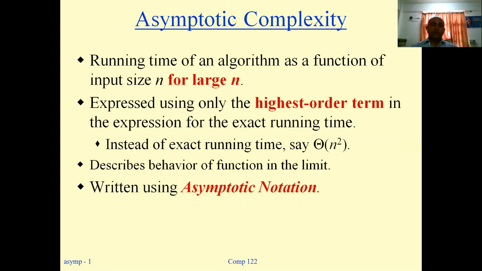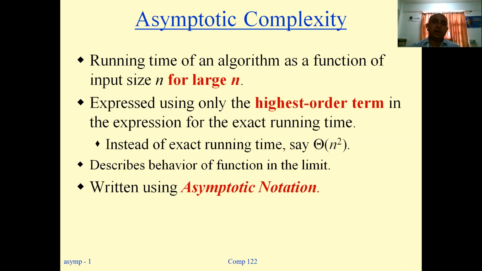Before starting our first notation, we have to understand what the asymptotic complexity of a function is. When we represent the running time of an algorithm as a function of input size, that is n, and the value of n is very large, we say we are representing asymptotic complexity. Basically, it is expressed as the highest order term in a function.